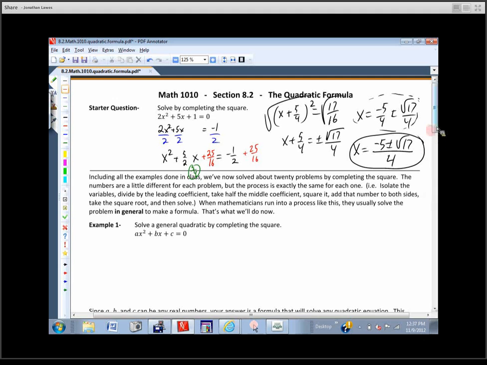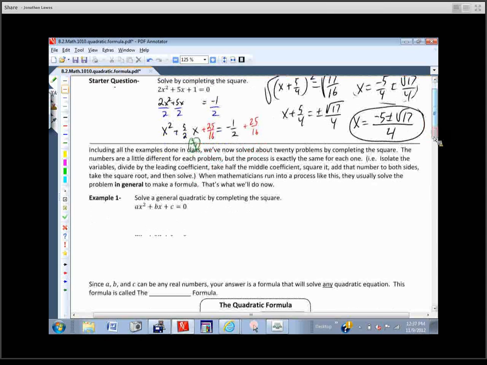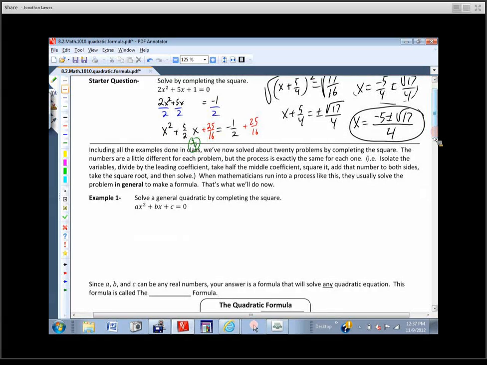All right, now we've done this a whole bunch. You've probably done 15 or 20 problems on your own. We've probably done a dozen or so in class, and it works the same way every time. We isolate the variables. We divide by the leading coefficient. In this case, it was a 2. We take half the middle coefficient. We got this number right here. We squared that, and we added that number to both sides. Then we took the square root, and then we got the x all by itself.